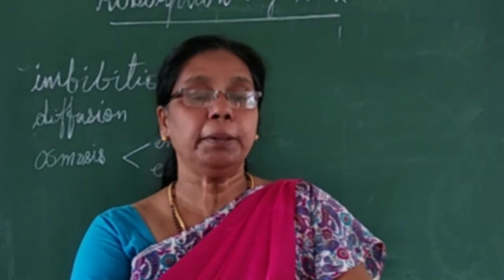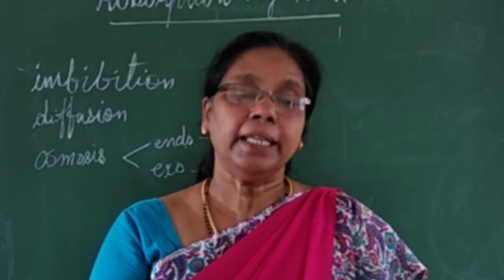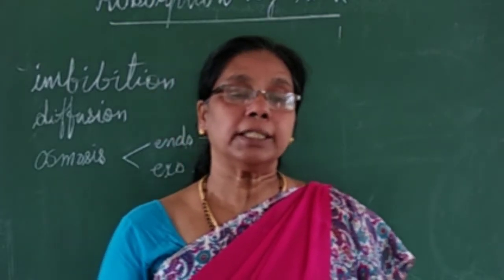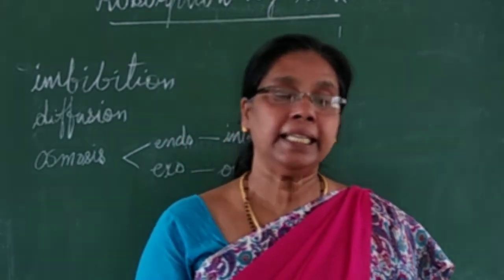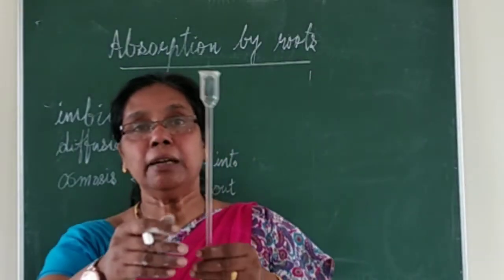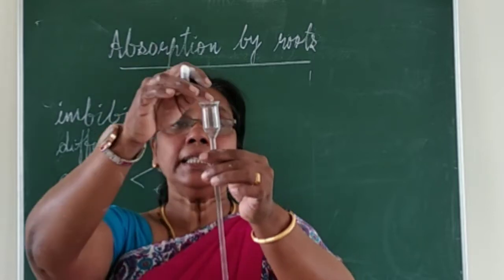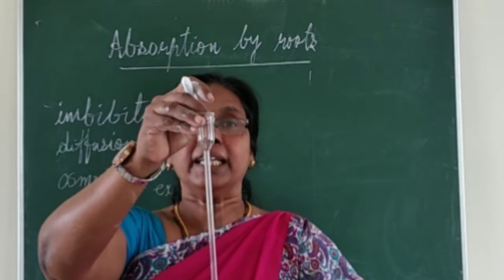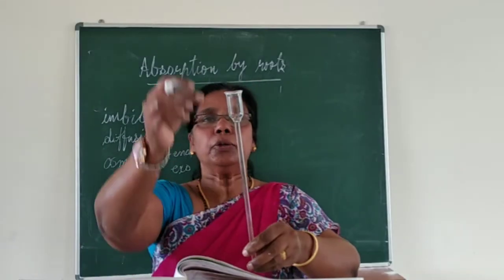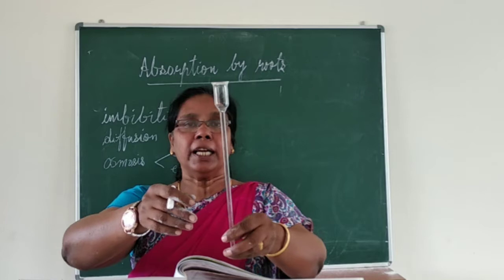Now another experiment to prove osmosis. All materials are not available here. So take some concentrated sugar solution in a thistle funnel. This is a thistle funnel. Okay, this is what is called a thistle funnel. Inside this, what you have to take? Concentrated sugar solution you have to take in this thistle funnel.